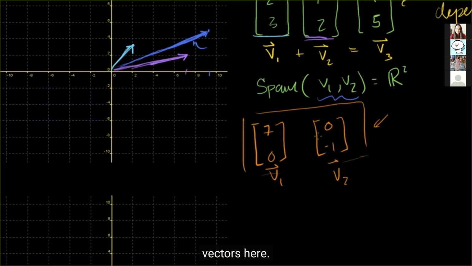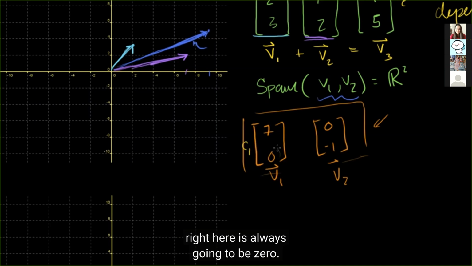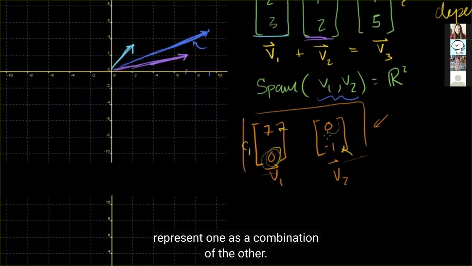If I'm trying to add up to this vector, the only thing I have to deal with is this one, so all I can do is scale it up. Well, no matter what I multiply this vector by, some constant, this term right here is always going to be 0. So nothing I can multiply this by is going to get me to this vector. Likewise, no matter what I multiply this vector by, the top term is always going to be 0. So there's no way I could get to this vector. So both of these vectors, there's no way that you can represent one as a combination of the other. So these two are linearly independent.